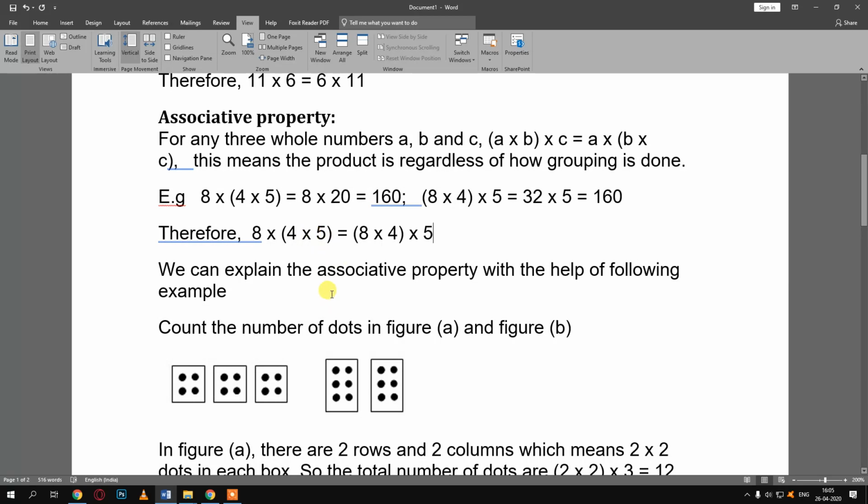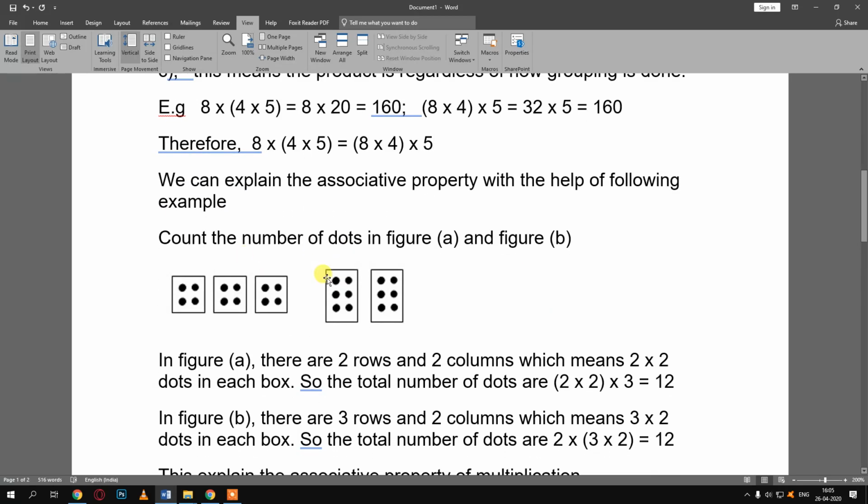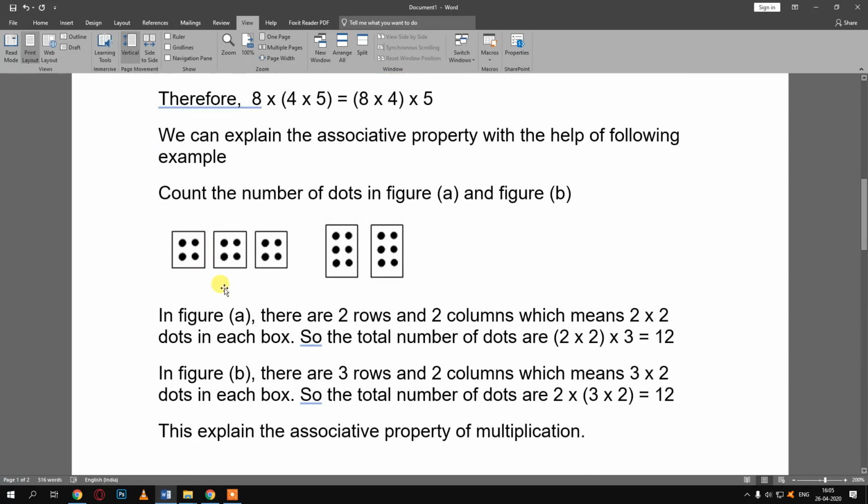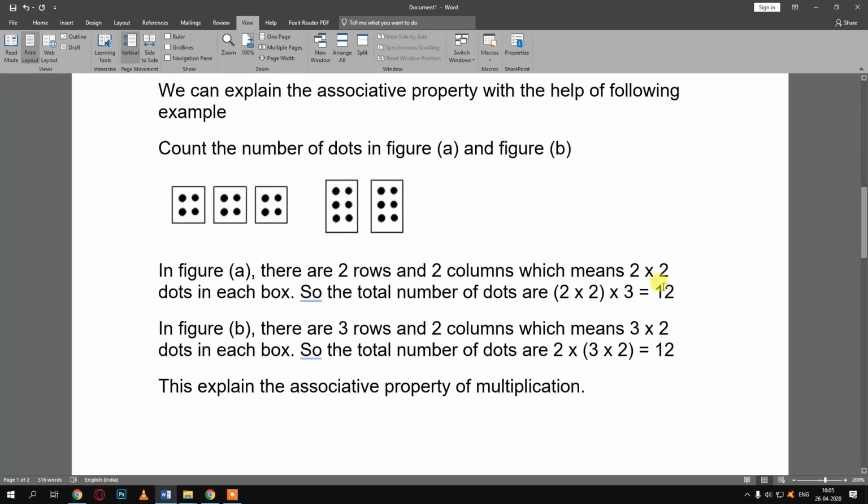For more clear understanding, you can understand by these figures. You can count the number of dots in the different figures. In figure A there are 2 rows and 2 columns, which means 2 into 2 dots in each box. So the total number of dots is 2 into 2 multiplied by 3, that is equal to 12. Okay, so total 12 dots are there. 2 rows, 2 columns, total 3 boxes. Together multiplication is 12. 2 2s are 4, 4 into 3, 12.